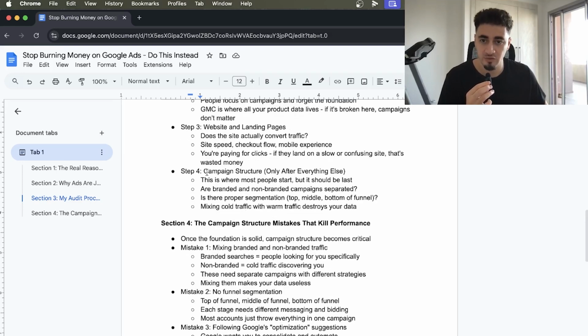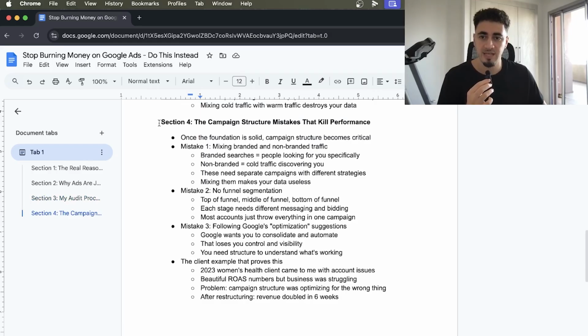And then campaign structure, only after everything else. Make sure you separate brand and non-brand. Make sure you have proper segmentation between top, middle, bottom of funnel, and don't mix cold and warm traffic, right? This is very, very important. I see a lot of people who will literally have just 1 PMAX campaign, put everything inside, no segmentation by bestsellers or by collections or by intent, and then they complain why ads don't work. I mean, there's a clear reason why it doesn't, right?